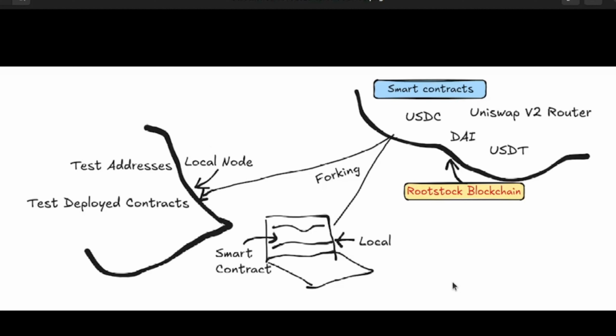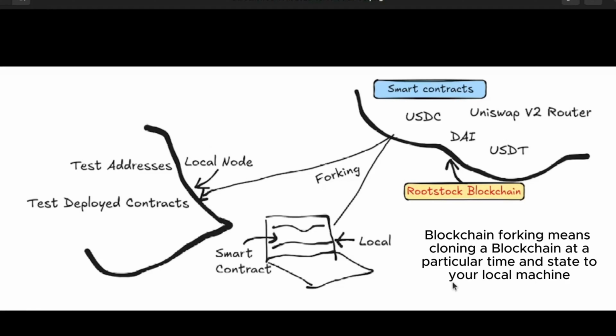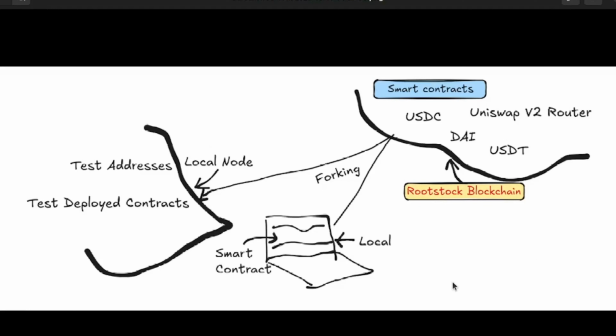Whatever advancements and improvements you make within that fork don't in any way affect the original. And this is just how blockchain forking works. There is a blockchain, and forking means cloning. You are cloning that blockchain version at a particular time and a particular state. It is cloned down to your machine, and whatever happens within that clone on your machine doesn't in any way affect the original blockchain.